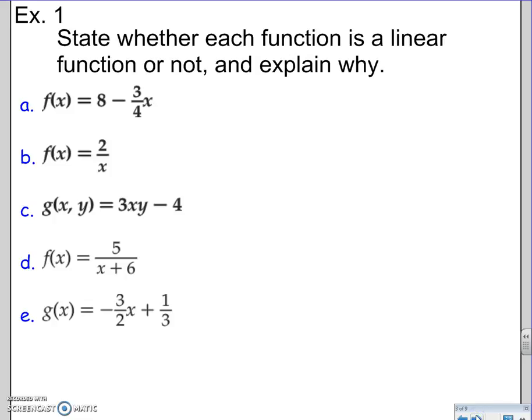So we have some examples. State whether each is a linear function or not and explain why. The first one is fine. We have y or f of x and x to the first power, not multiplied, nothing on the bottom. We're good. B is bad because x is on the bottom. Cannot do division by a variable. C is bad because we have x and y being multiplied. Can't multiply the letters. D is bad because we have the variable on the bottom of a fraction. And E is good because x and y, or g of x, is to the first power. No x is on the bottom, not being multiplied together.